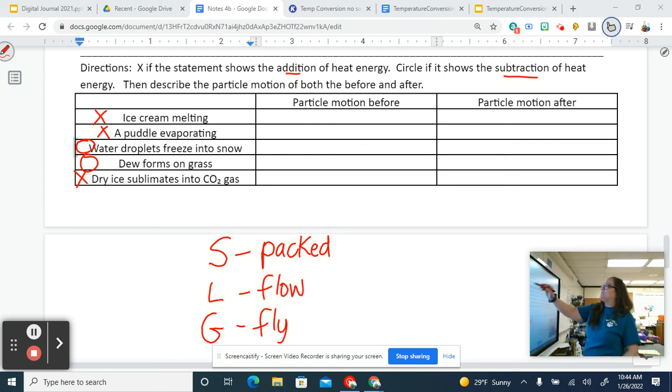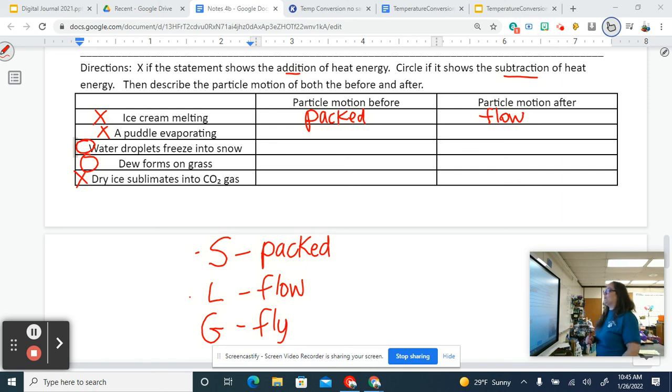So if we're going ice cream melting, we're going from a solid, the ice cream, to a liquid. So solid to liquid, packed to flow. You get it? All right, go do the rest of them. Pause it, and then do the rest of them, and then come back.